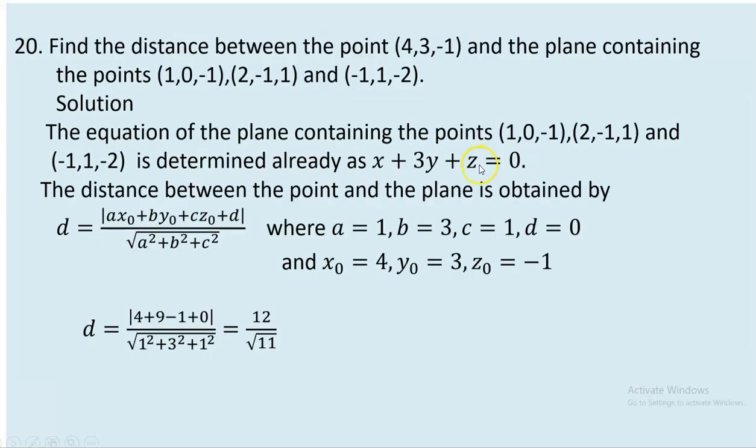You see, how do we have that? We could have written that here. So d is 0, so I have that here. So square root of a square plus b square plus c square. So take the sum of the square of this, 1 plus 9 plus 1.